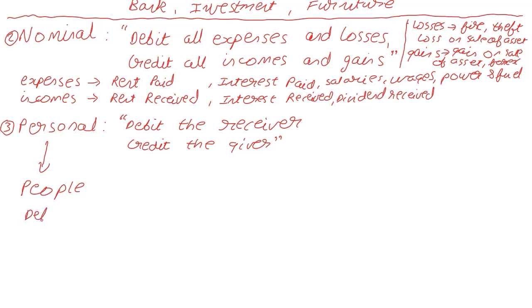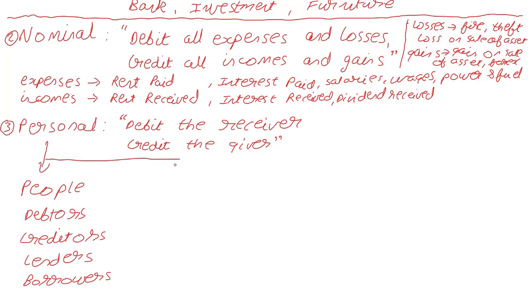We'll have debtors. Debtors are people who have to pay you. We have creditors. Creditors are people that your business has to pay. We have lenders, people we have taken money from. Think of a bank, for example. We'll have borrowers, people who we have lent money to. All of these are individuals. Okay, they could be businesses as well. So if it is a company, for example, then it won't count as a natural person.